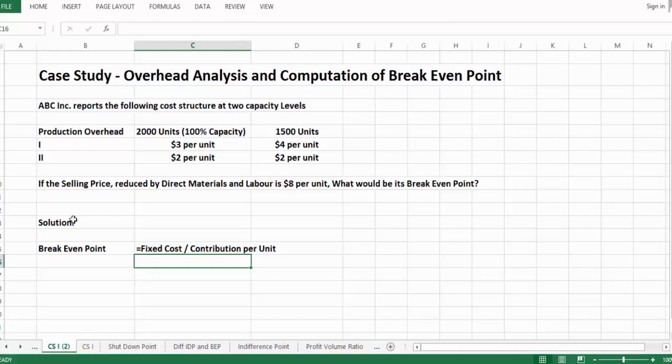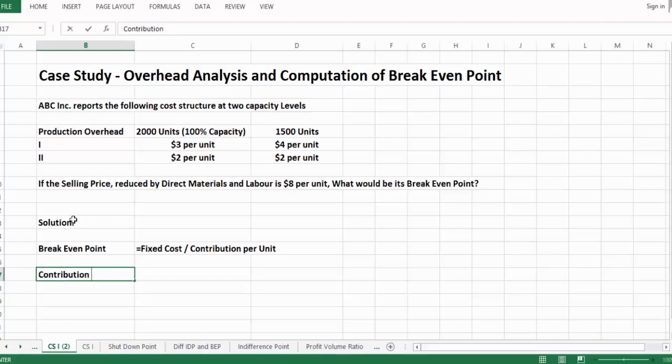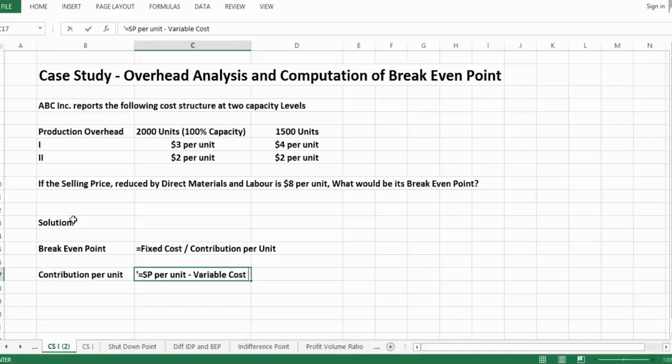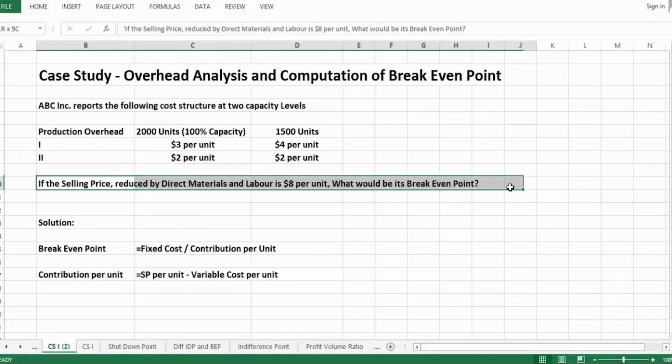So how do we find the contribution per unit? It's simple. Contribution per unit is nothing but selling price per unit minus a variable cost per unit. So if you have the selling price per unit and variable cost per unit, you can find what is the contribution per unit. And here you have the selling price is $8 per unit. So you have to find what is the variable cost per unit. So how do you find what is the variable cost?